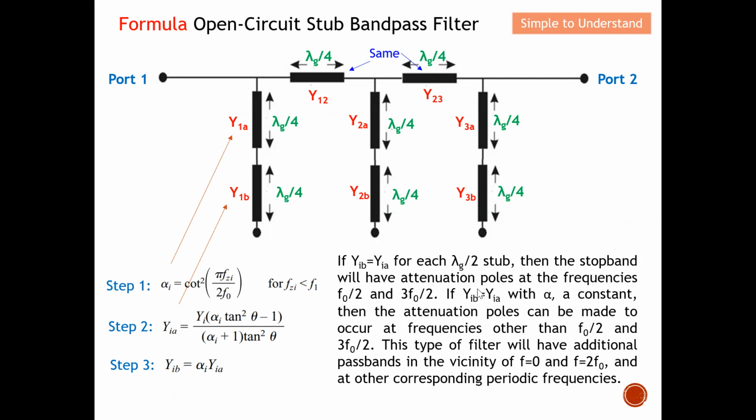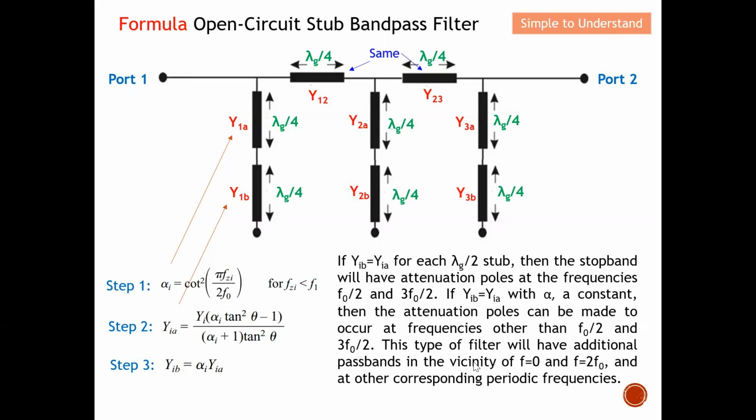So if Y1B is not equal to Y1A, with this constant alpha, then the attenuation pole can be made to occur at frequencies other than these two points. This means that if I control the impedance difference between Y1A and Y1B, I can relocate the transmission zero. So this makes this filter even more attractive. This type of filter will have an additional passband. However, this will be the disadvantage.